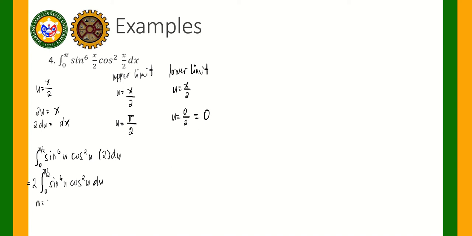Now our m is equal to 6. Our n is equal to 2. They are both even, so we are going to use case 1. And alpha is equal to pi over 2. Okay, so let's continue dito na lang. So this will be equal to 2. Okay, don't forget yung in-isolate natin na constant.